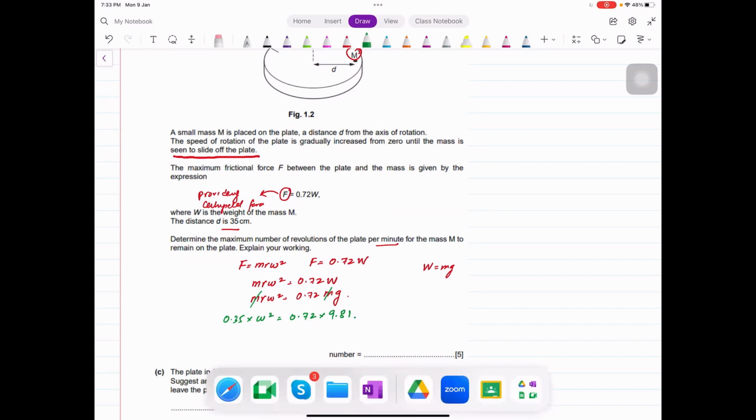Now let's pull up the calculator. Let's quickly do this. It's going to be 0.2 times 9.81 divided by 0.35, and let's take the square root as well. Shift, square root of answer. So that gives omega in radians per second. Now I need the number of revolutions per minute.